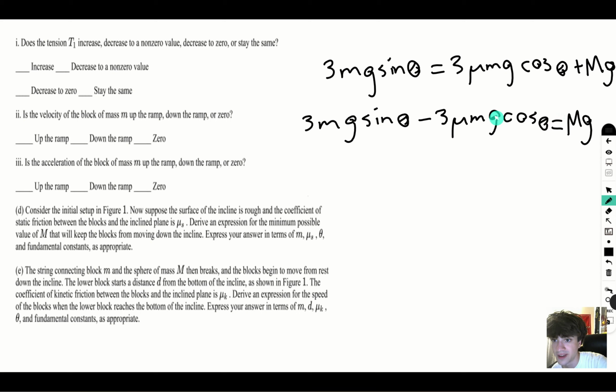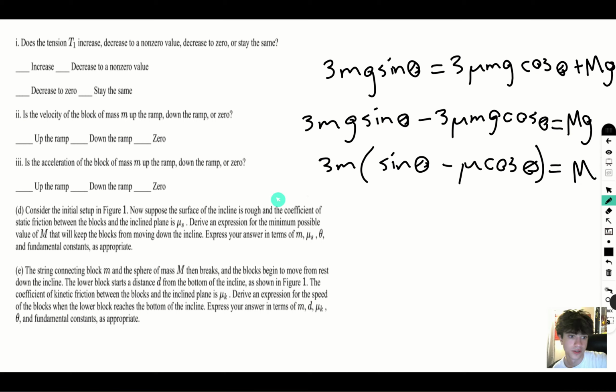As you can see here, there's a common factor of g that can be canceled out. 3m, we'll put this 3m outside our parentheses, sine theta minus mu cos theta, and that will be our value of m. So here you guys have it. That is our answer for part D.